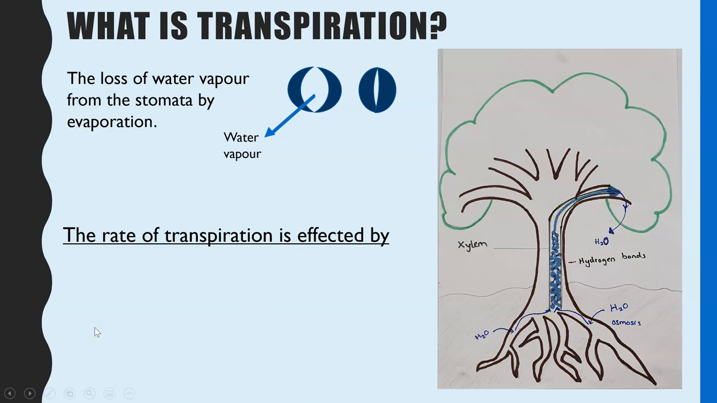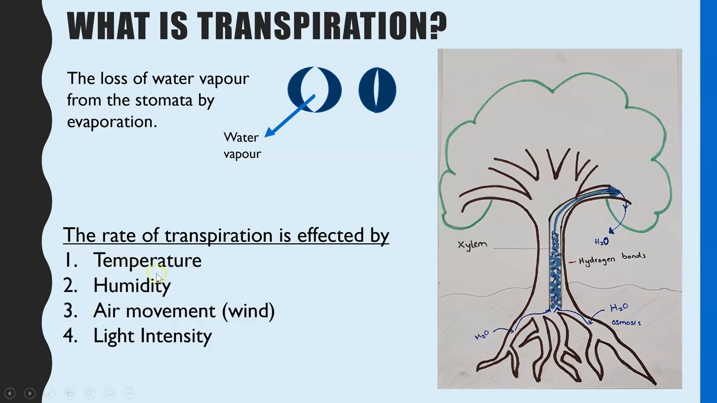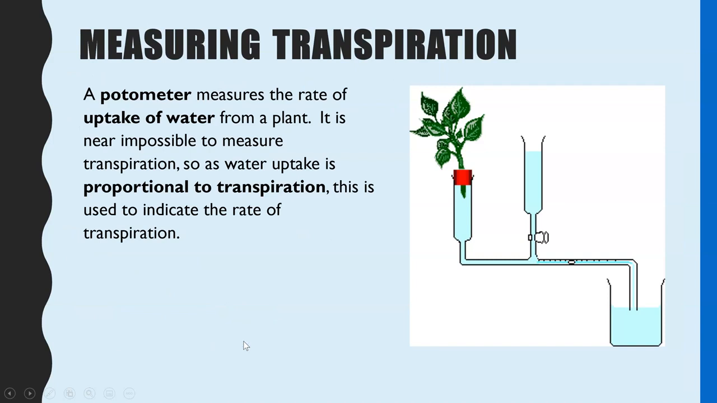There are four key factors which affect the rate of transpiration: temperature, humidity, air movement or wind, and light intensity. In this session we're going through how you can measure the rate of uptake of water to be a representation of the rate of transpiration.